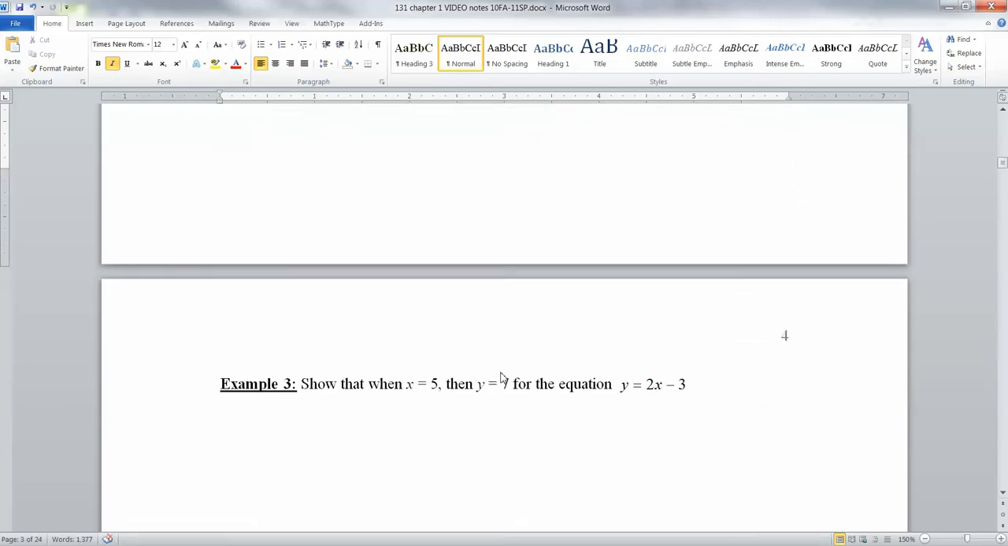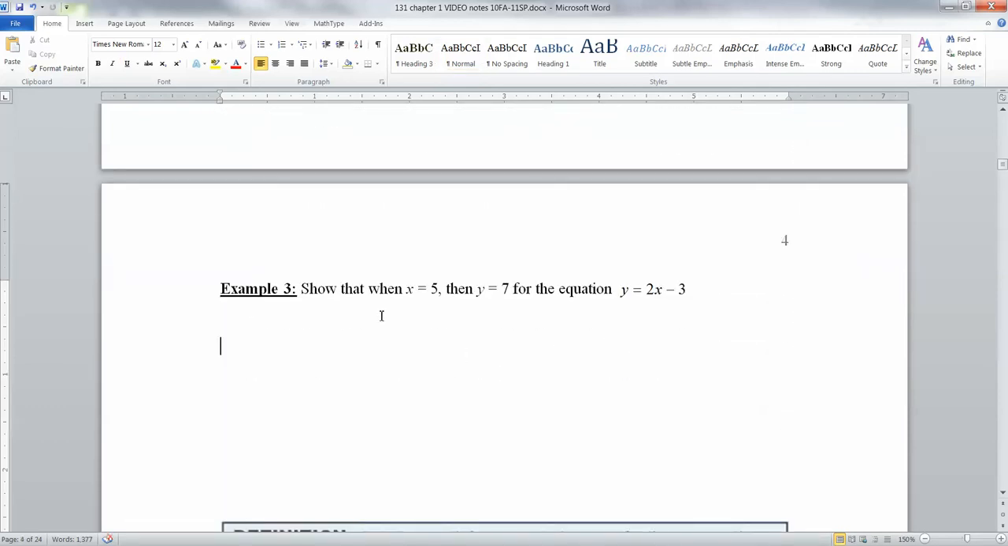Okay, we're all done with that page. Now let's look at the next example. It says to show that when x equals 5, then y equals 7 for this equation.